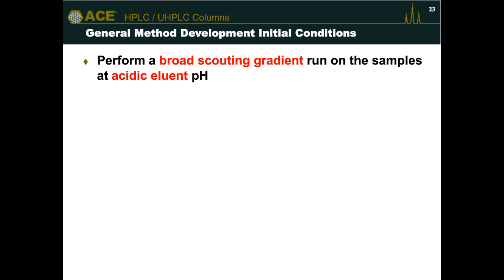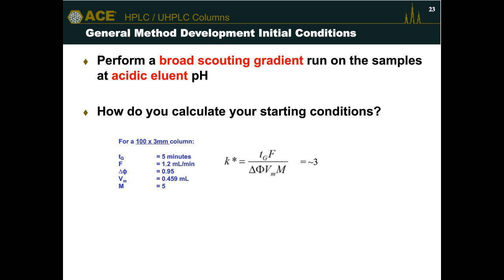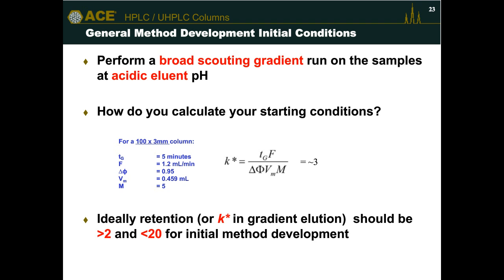How do we calculate our starting conditions? Well, we use that simple equation that I showed you previously, the K-star equation, and we can solve this equation because we can give K-star a value. We want the retention of our analytes in this example, for instance, to be greater than 2 and less than 20. So we know K-star, and we know the maximum pressure of our instrument. We know the column dimensions, so we know the VM term. We know the gradient range. So we can solve the equation for the gradient time and the flow rate, depending on the capabilities of the instrument and the back pressures that we are allowed.